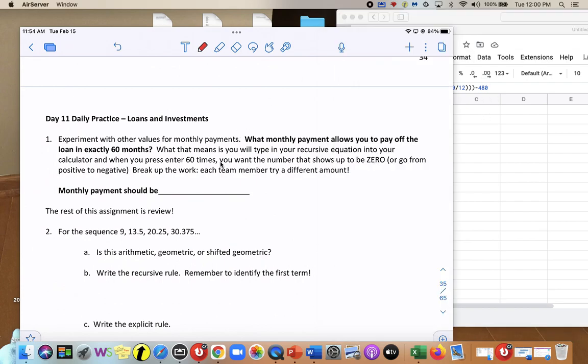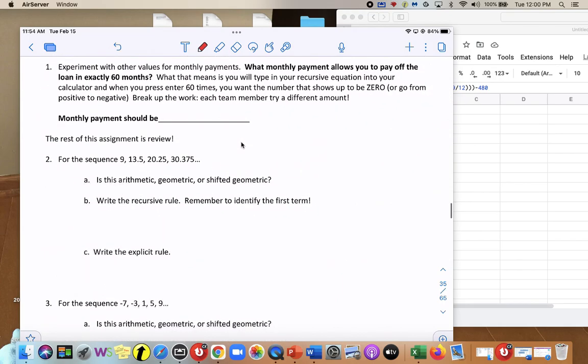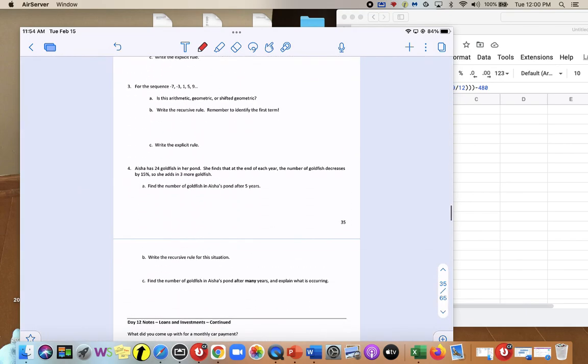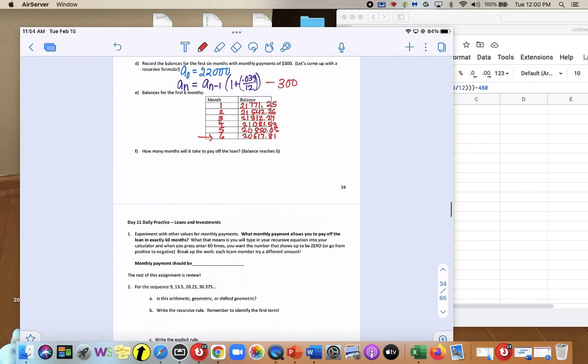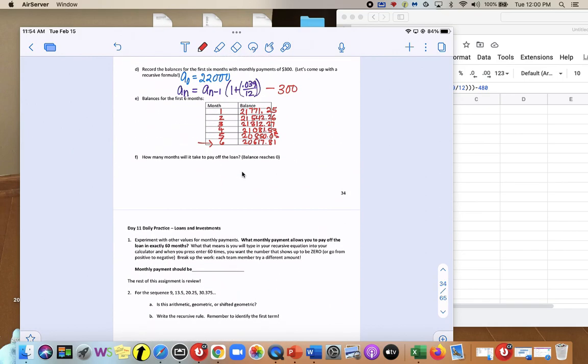All right, so that's the goal for number 1 in your assignment. And then the rest of the assignment is review. So your goal is to finish up to, and it goes kind of on the next page, so 35 to 36 is your assignment, which we'll go over in class tomorrow.